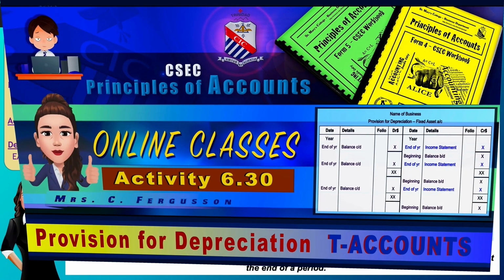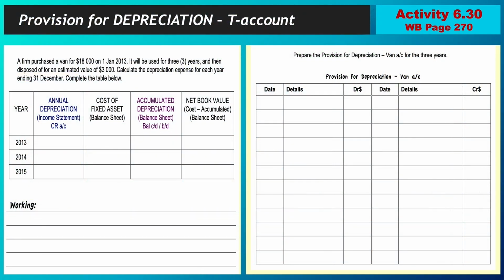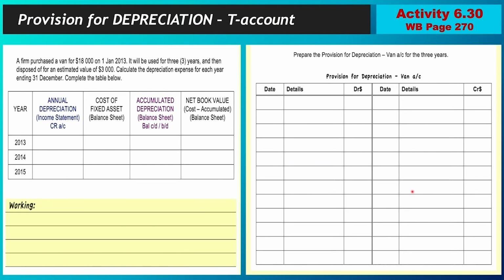Okay, so the best way to do this is through an example, and we have activity 6.30 on page 270. You would see from the information, a firm purchased a van, so the van is your non-current asset. They purchased the van for $18,000, so that is your cost, on the 1st of January 2013. Remember I had said when you see a date, it's usually like an alert. In this case, because the period is from the 1st of January to the 31st of December, we have no problems in terms of partial depreciation because it was purchased at the beginning of the period. So we good for that.